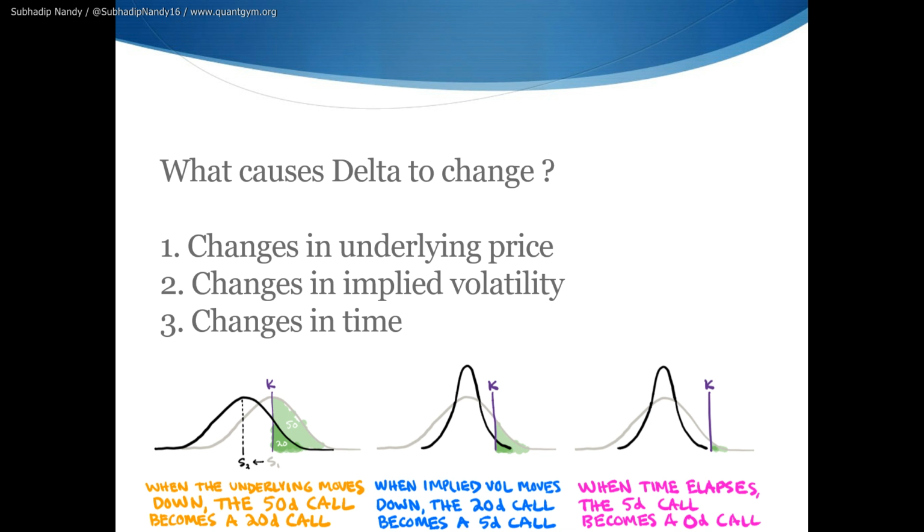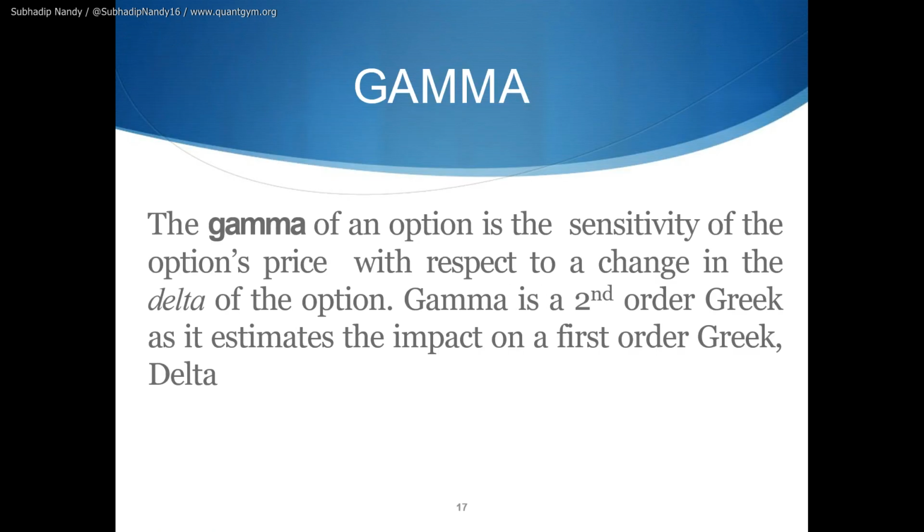When time elapses, say you are on a 5 delta call, it becomes a 0 delta call. Because the more time goes, the chances that the stock will go up and hit that particular OTM call, which has a 5 delta, decrease. So that becomes 0, right? So what causes delta to change? Changes in underlying price, changes in implied volatility, changes in time. This motamoti covers delta. Now let's come to gamma or second order Greek.